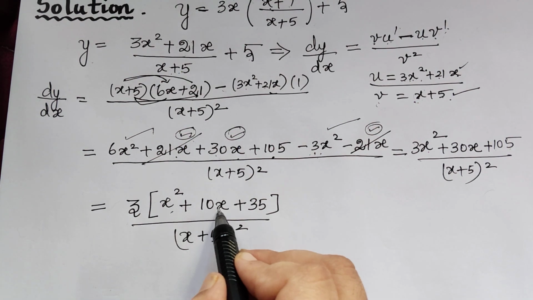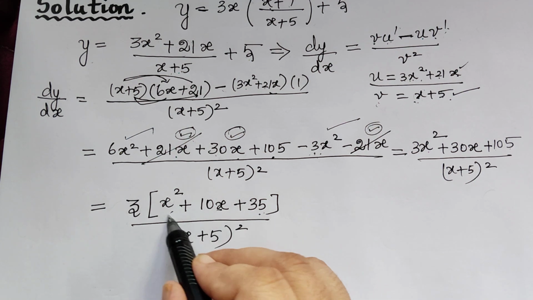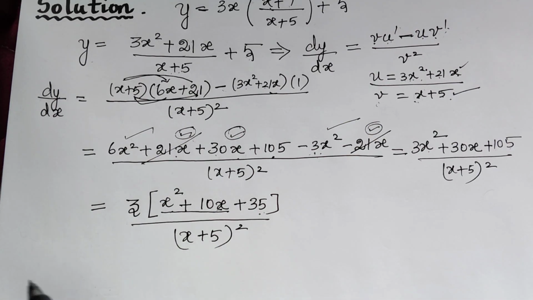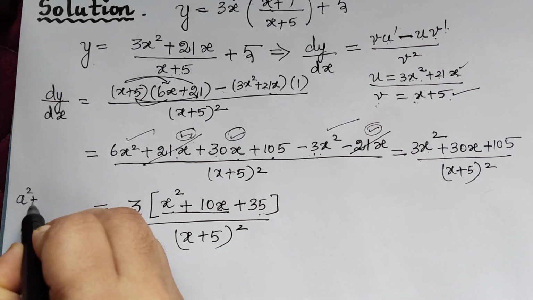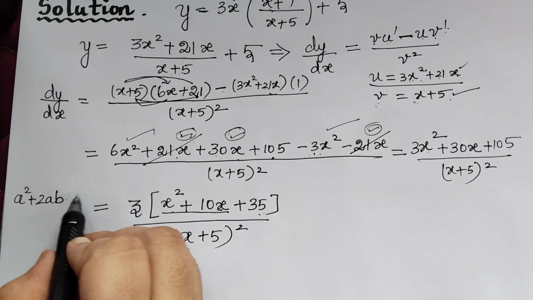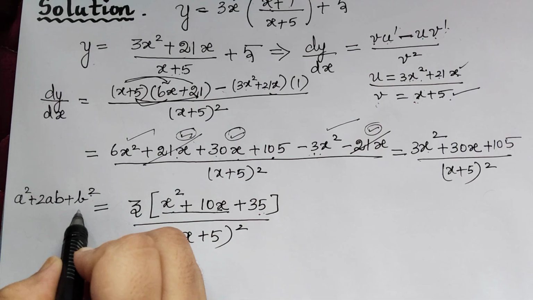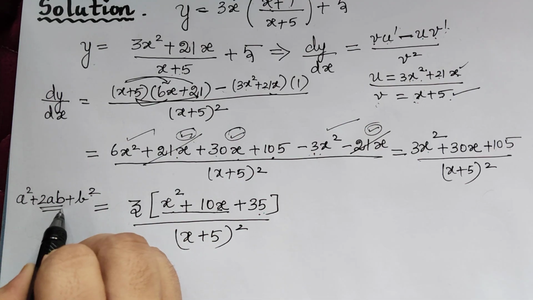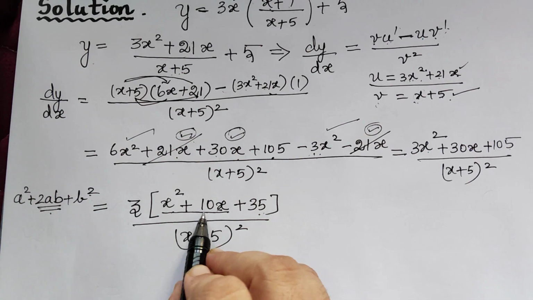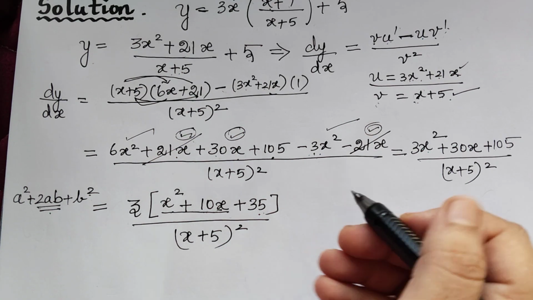Now this x square plus 10x plus 35, we have to make it a perfect square. That is, this x square plus 10x will be taken as a square plus 2ab. Now we have to find b square and add and subtract it. So that is what the perfect square means. So if it is 2ab, this 10 divided by 2 will give us 5. So we have to add and subtract 5 square with this term.